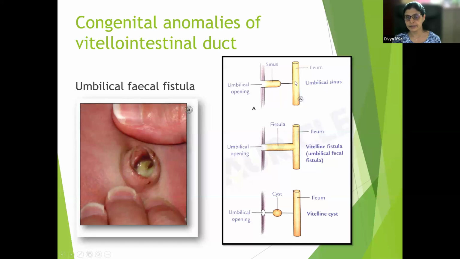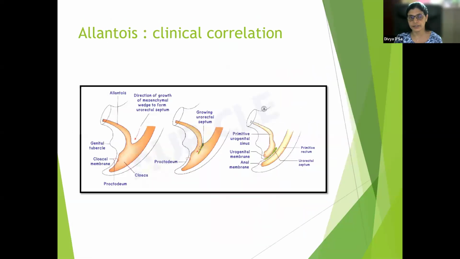Sometimes the entire vitellointestinal duct will remain patent, connecting the umbilicus to the midgut. So that forms a fistula. Now here, this is the fistula, and we can see the fecal material coming out from this fistula. Sometimes both the proximal and the distal ends will be obliterated, but in the center it will remain patent, and that we call the vitelline cyst. So these are the abnormalities of the vitellointestinal duct.